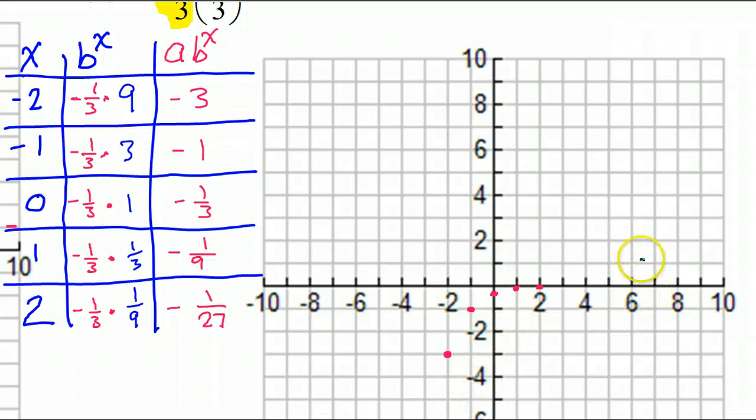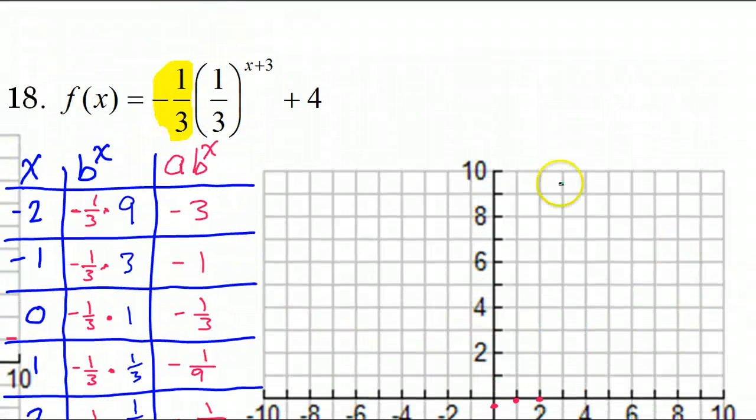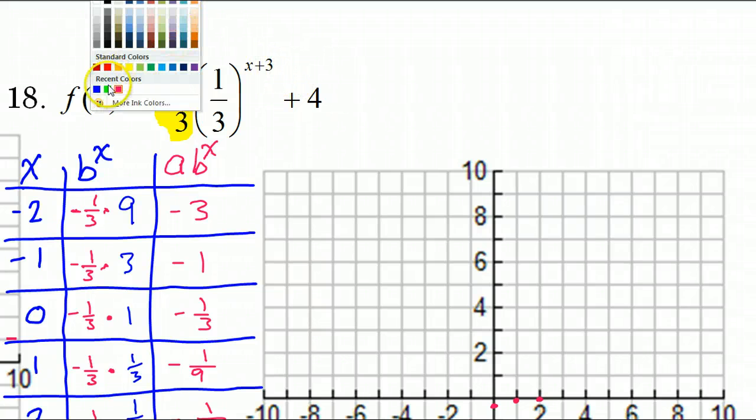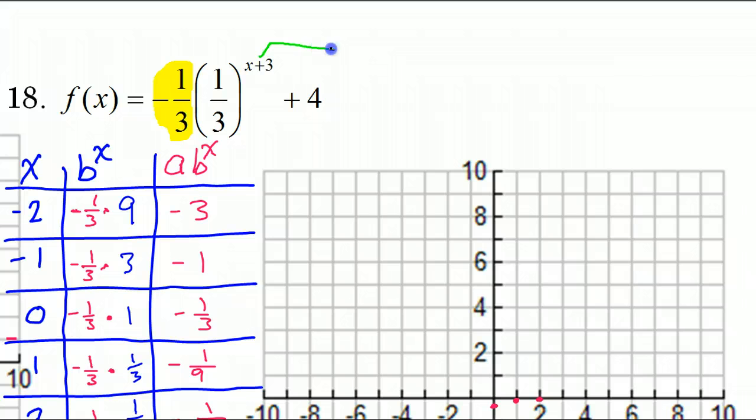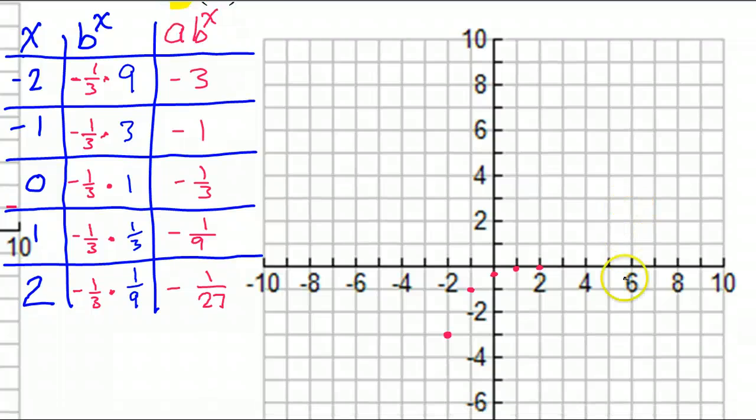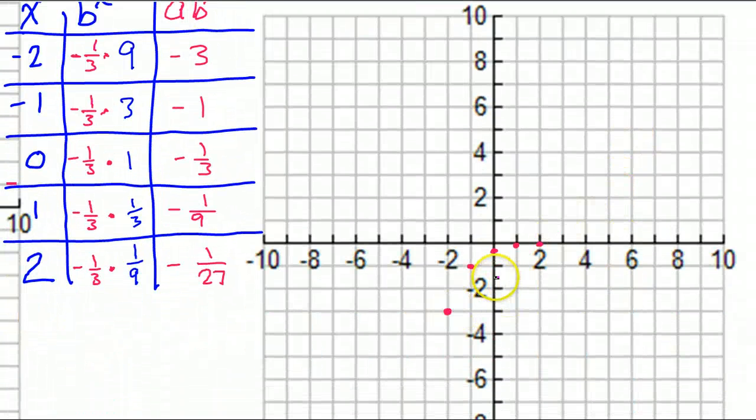So that's your skeleton. Now, don't forget, we still have not done these other two transformations, the shifts. So let's do that now. So this tells us that it's going to be left 3. And this tells us that it's going to be up 4. Okay, so we have to shift left 3, up 4 from here. So I'm going to take each of these and go left 3, up 4. Okay, so let's start with this one. Left 3, up 4.